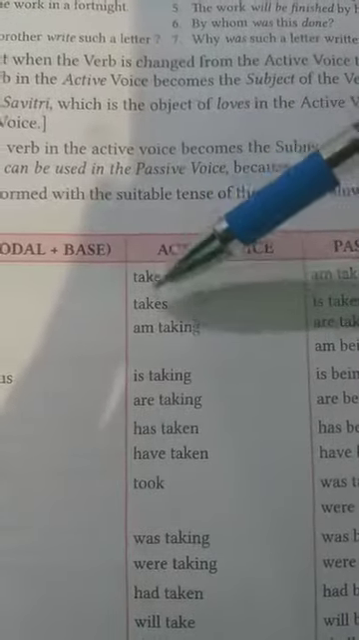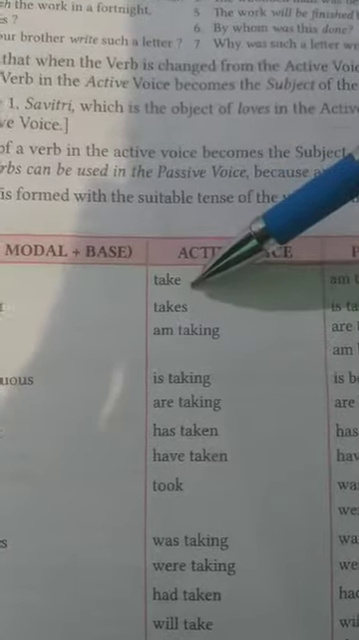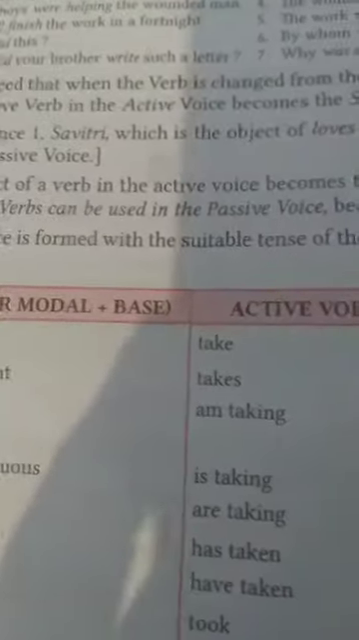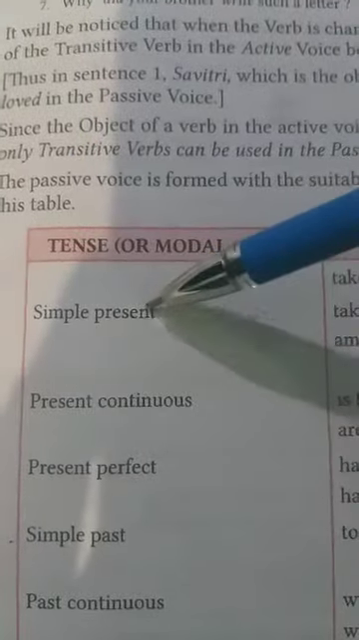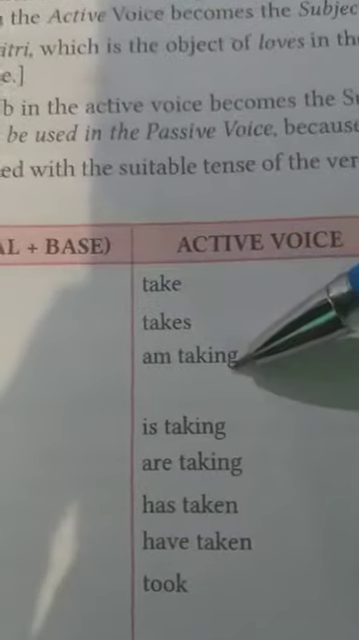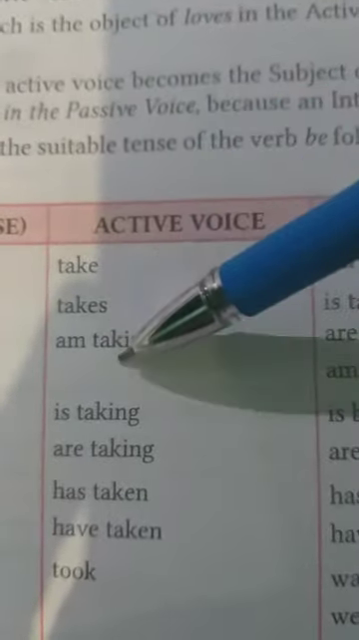Like simple present tense, if it is in active voice, take, our first form, will be there in any sentence in simple present tense when the subject of the sentence is plural. If it is singular, then we use takes. In present continuous tense, it is am taking. So take, takes, am taking, or it will be I have taken or have taken. This we will read later. So first we see take, takes, and am taking.